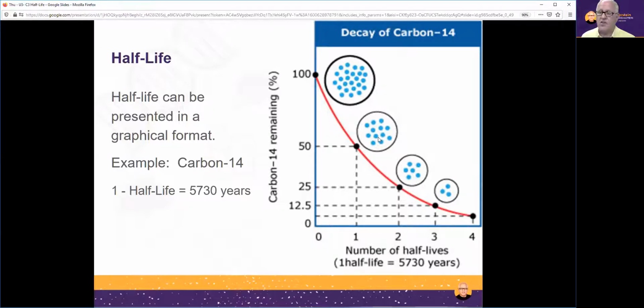We go another 5,700 years, it becomes half again. And by the time we get to 3 half-lives, the amount of carbon-14 has gone to well over 15,000 years, and it's now down to about 12.5% of the amount of carbon remaining. We go 4 half-lives, and almost all of that carbon will have disappeared.